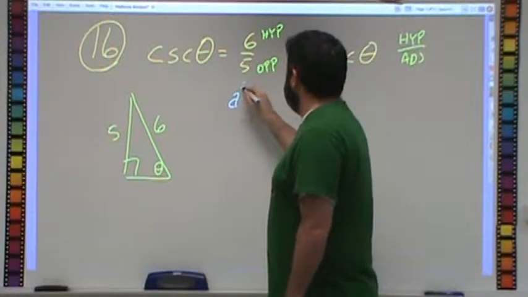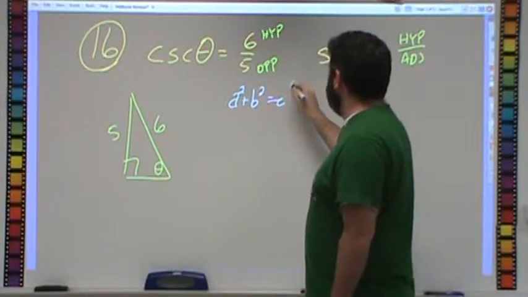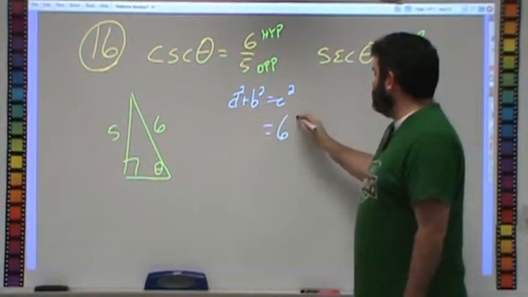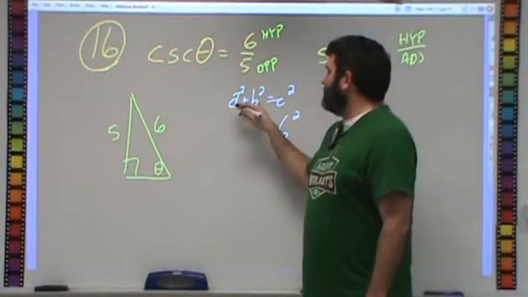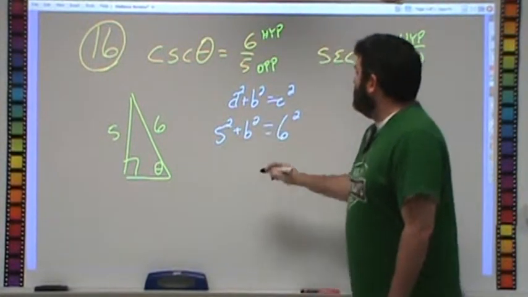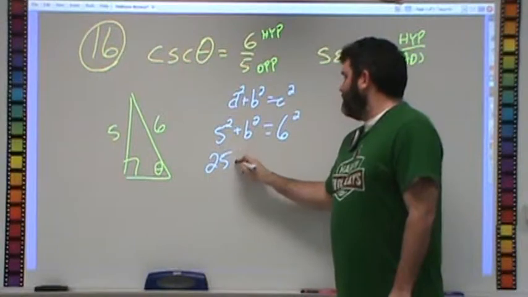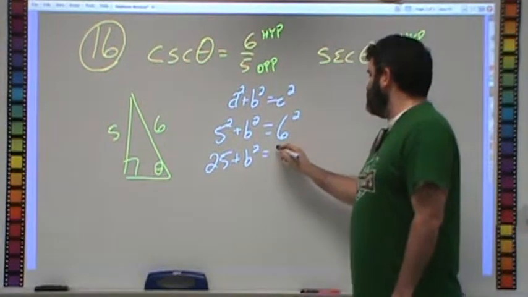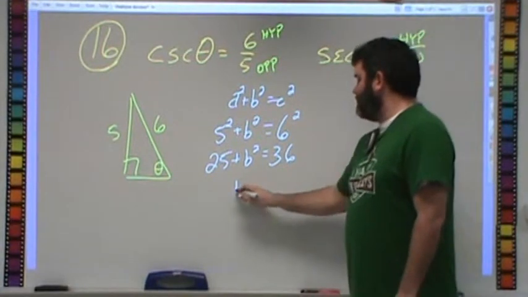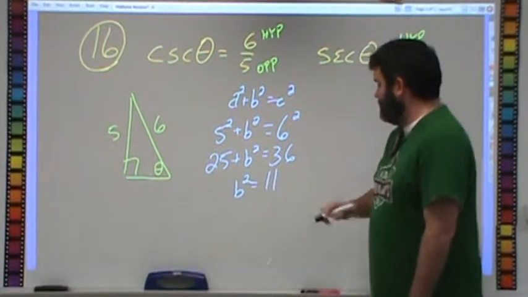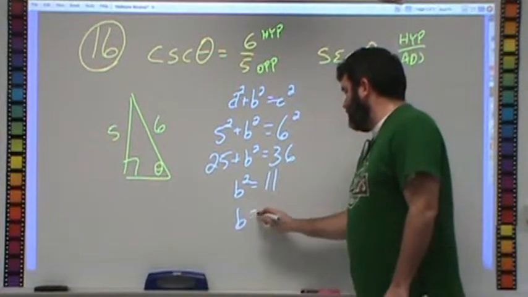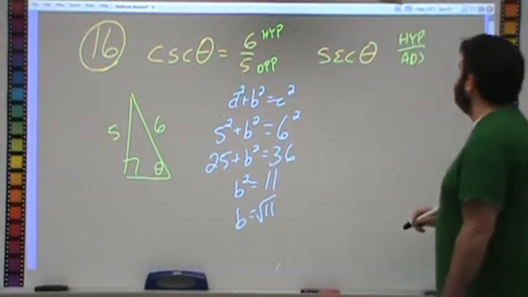So a squared plus b squared equals c squared. The only thing we have to remember is that c is the hypotenuse, so that's my 6 squared. It doesn't matter if a or b is the 5, we'll make it a. So 5 squared is 25, plus b squared equals 6 squared, which is 36. I subtract the 25 over, which will give me an 11. That's b squared, so that means I got to square root it, and b equals the square root of 11.